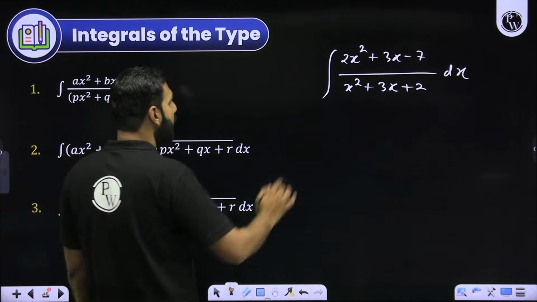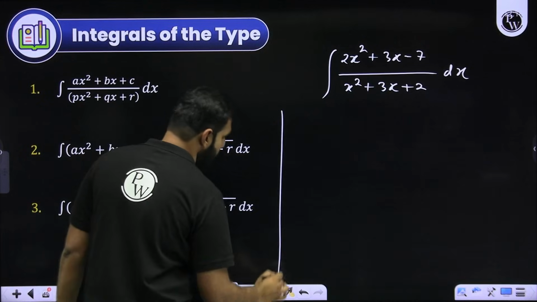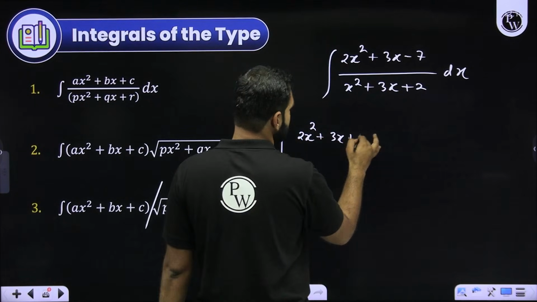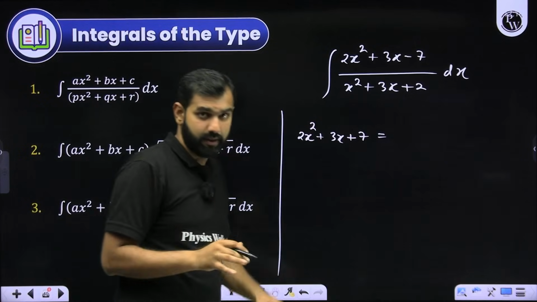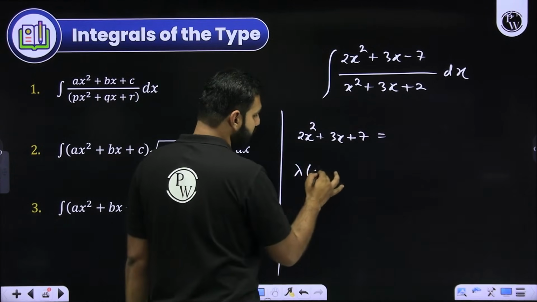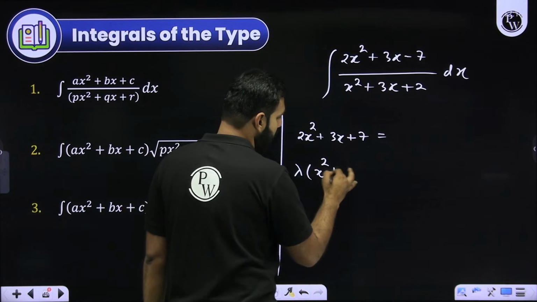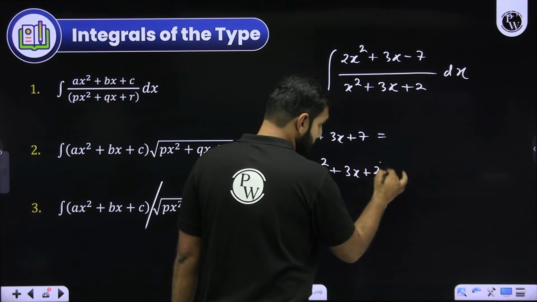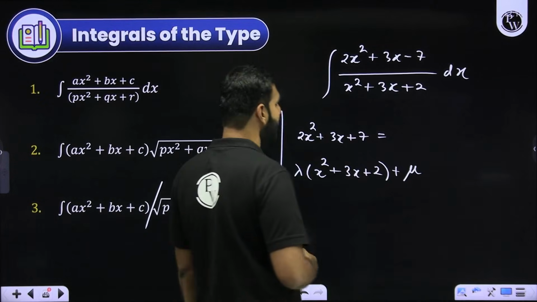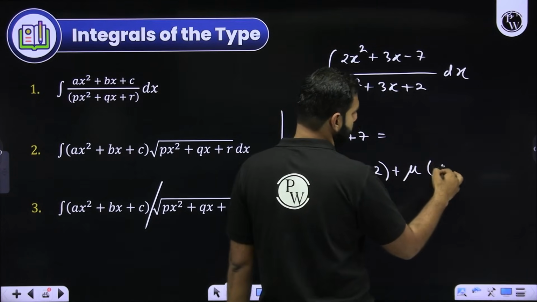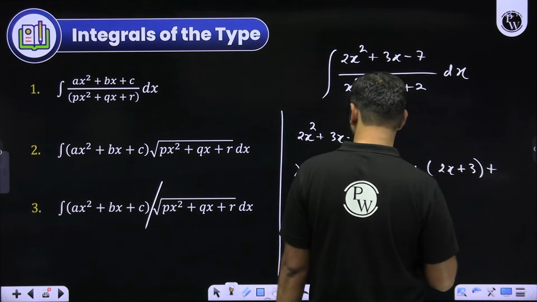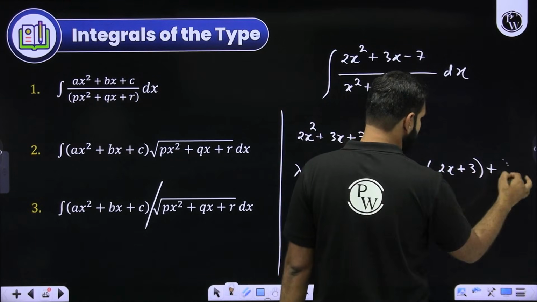So first of all, I'll write the numerator. So let's say the numerator, what is it? It is 2x square plus 3x plus 7. This should be equated with three things. First of all, lambda times the denominator as it is, which is x square plus 3x plus 2, plus mu times derivative of the denominator. So derivative of denominator is 2x plus 3, plus some constant, let's say gamma.